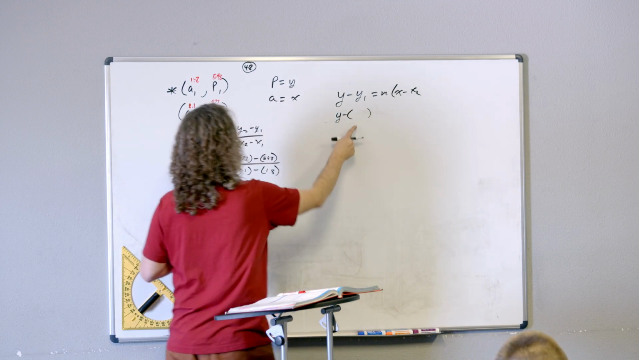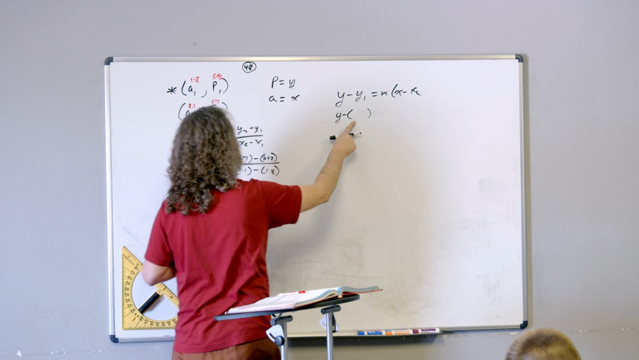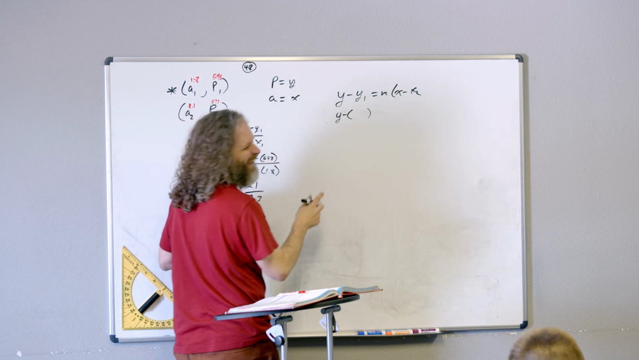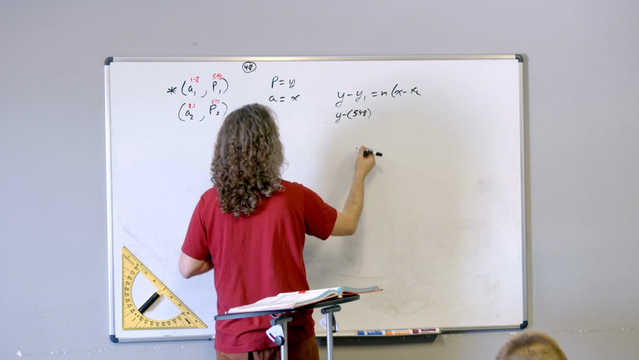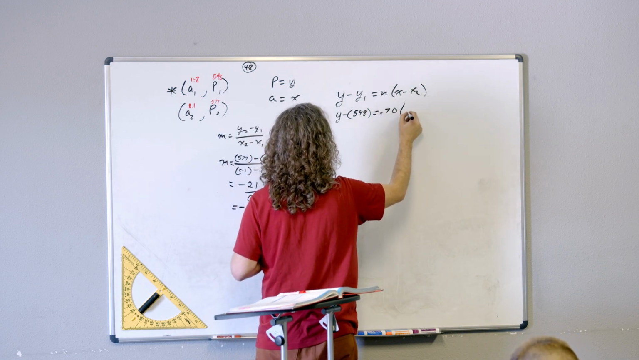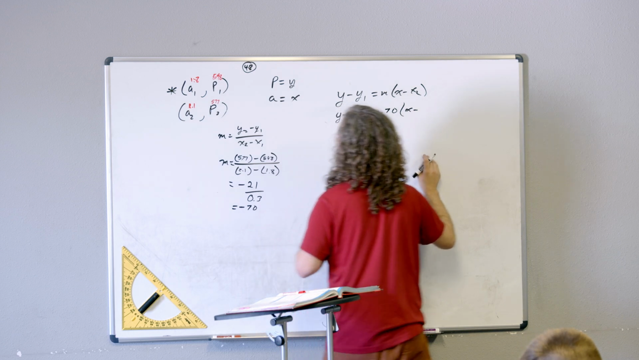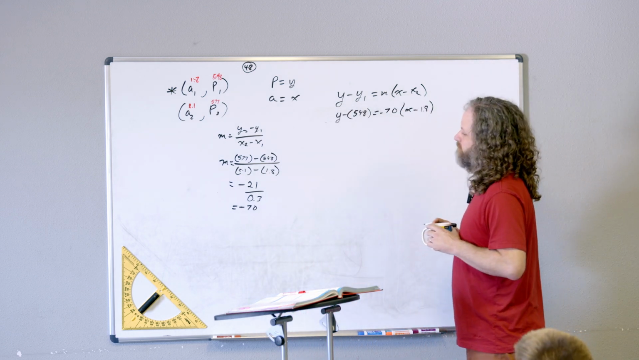What are we going to put right here? You're gonna put 598. Good catch. Good double catch. You did great. Equals negative 70 times x minus 1.8. You didn't want me to mess up.